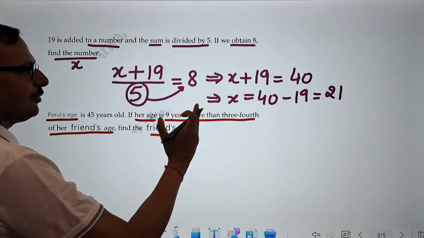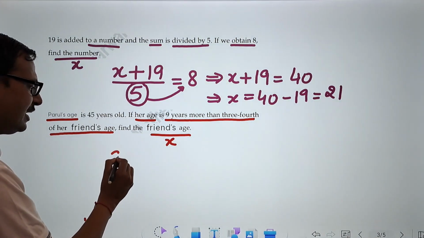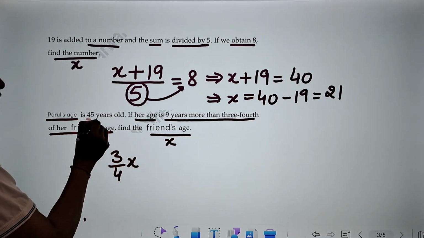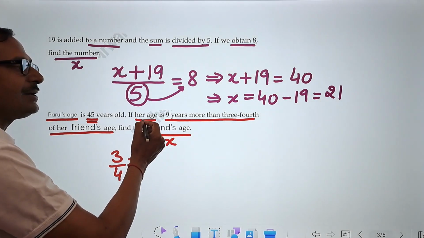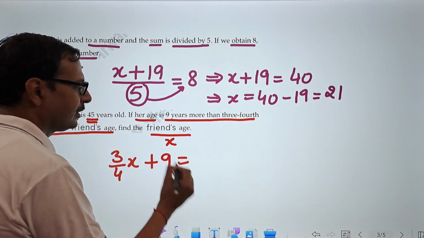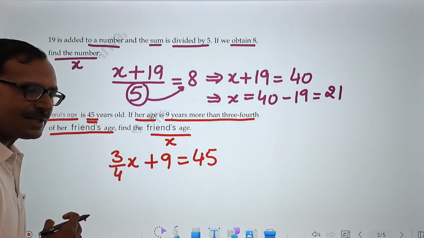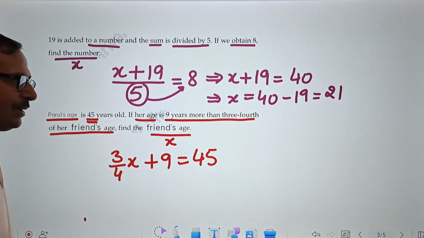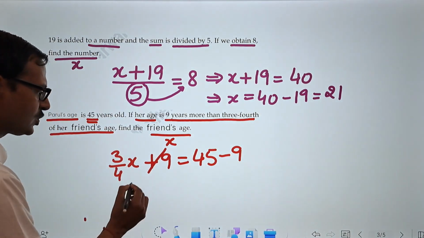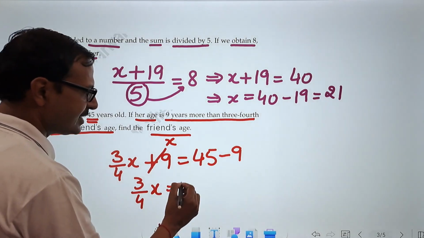Comparison is made by comparing 3/4 of the friend's age. That means 3/4 of x, right? This age, 45 years, is 9 years more than this. So if you add 9 to this, you get Parul's age. That is 45 years. So if you can get to this statement, the rest of it is going to be easy because you just have to switch this plus 9 to the other side. This becomes minus 9. So 3/4 of x will be equal to 36.